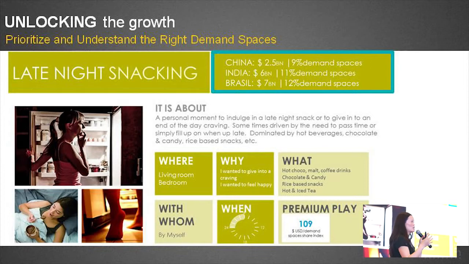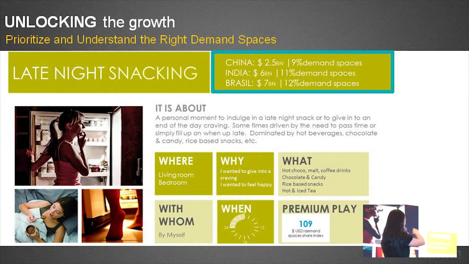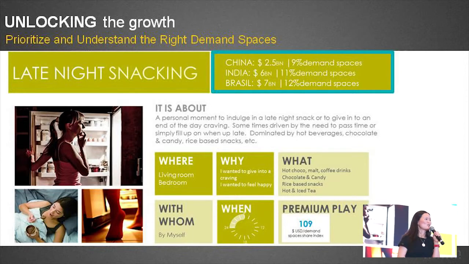And we know how big the total market is. And we also know this occasion as a percentage of the total market space. For example, in China, 9%, in India, 11%. For late night snacking, this is a personal moment to indulge a late night snack, to give in to an end of the day craving. Well, that means I worked hard for the whole day and then I have to reward myself. I deserve that.